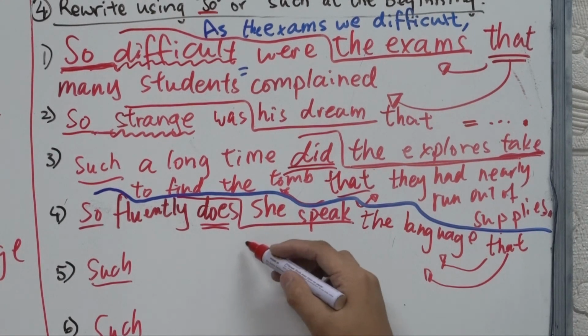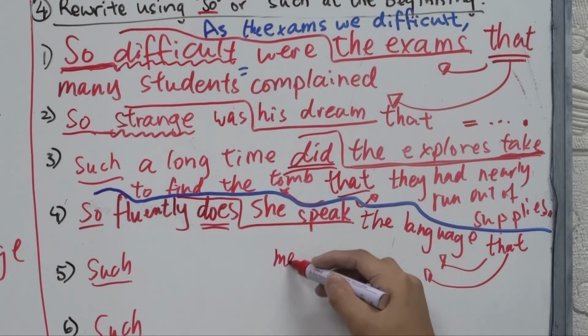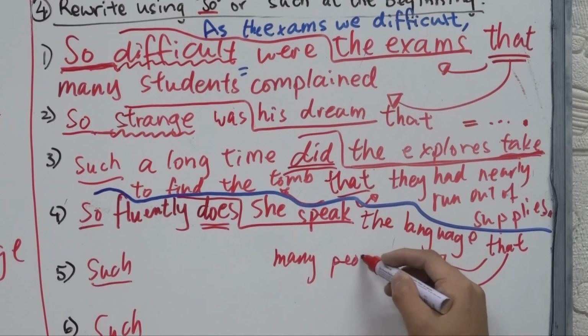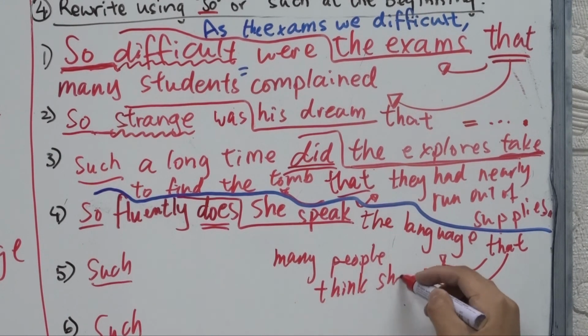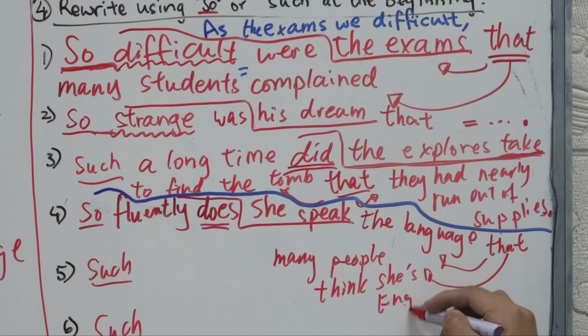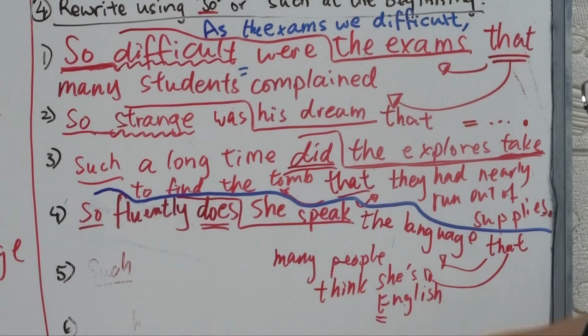It refers to the fluency of her using the language, and also refers to the people thinking she is English. So that many people think she is English. So English here means the person, not the language, right? All right, let me maybe write it down further so there's space.